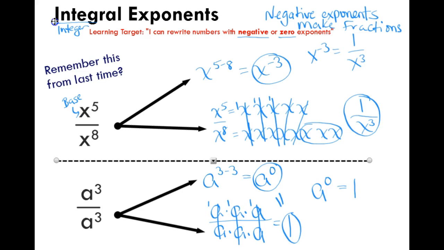So it doesn't really make sense to say, normally if it's a squared, that means a times a. But if it's a to the 0, what are we multiplying a by? There isn't any. So it's a strange thing to understand, but easy to remember if you stick with it.